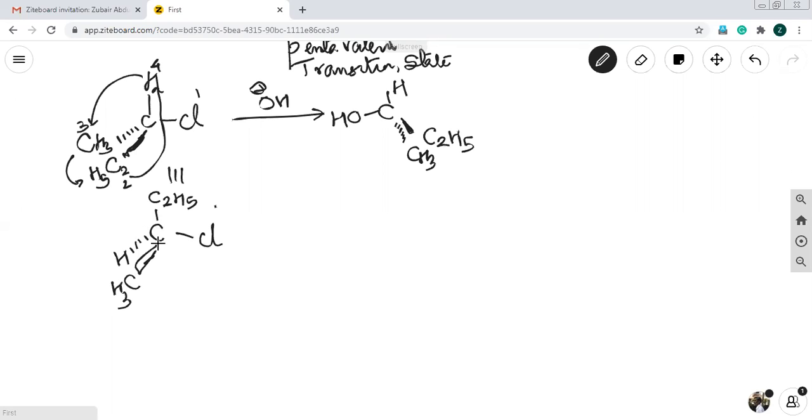And remember, what is the configuration of this? The order is 1, 2, and 3. So this has an R configuration, and in the same way you find that the configuration of this compound is S. Now what has happened is R has become S, or you can see it has got inverted, and if your starting material is S, it will become R.